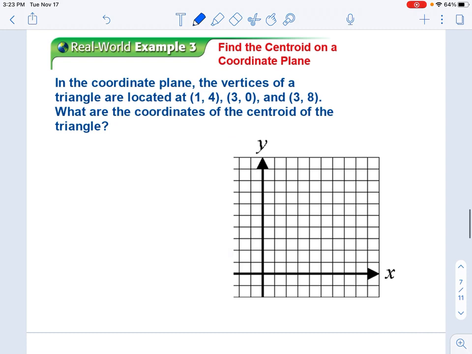Now, if I'm going to try to find the coordinate of the centroid, I'm going to start by plotting these points: 1, 4; 3, 0; and 3, 8. We got pretty lucky here because we have a vertical line. That makes it easier to solve these. I'm also going to write in what these are.